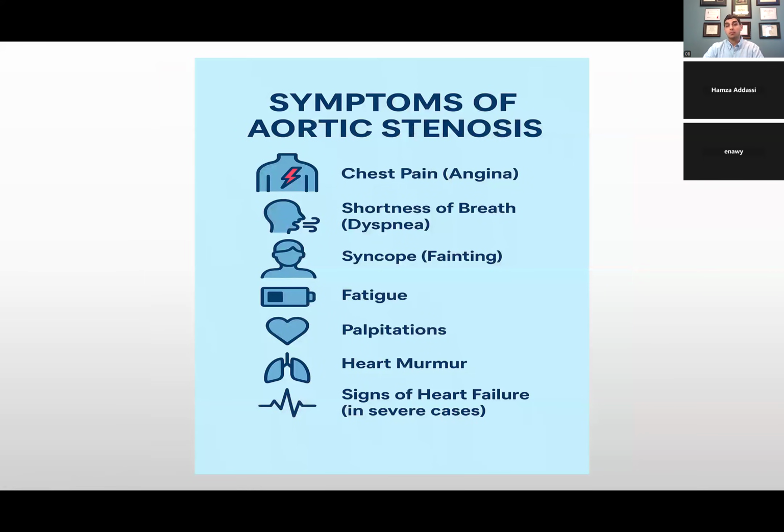The problem is patients end up developing lots of symptoms, the majority of which is shortness of breath and fatigue. When we see these patients in clinic, they always attribute these symptoms to growing old. An 80-year-old in clinic says, I'm old, I'm supposed to be out of breath and tired. In reality, that's not the case. It usually is manifested from the valve.